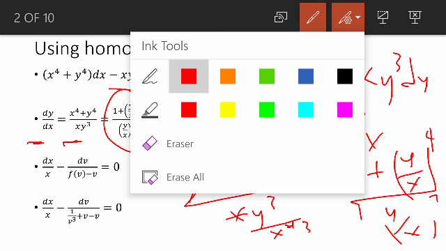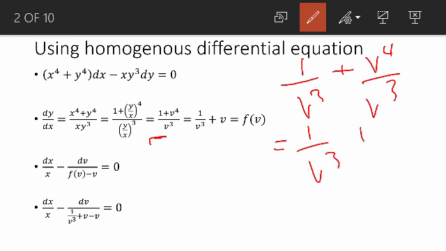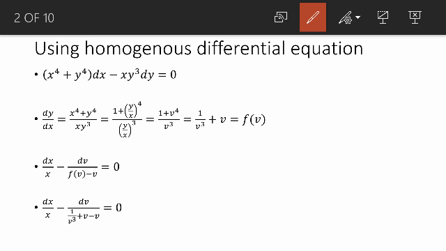And according to the homogeneous equation, you represent y over x with v. So that gives us (1 + v^4) over v^3, which is equal to 1 over v^3 plus v. Don't forget that (1 + v^4) all over v^3 means 1 over v^3 plus v^4 over v^3. So that is going to give us 1 over v^3 plus v^4 over v^3, which is going to give us v. Okay, so that's exactly how we got this, and that is equal to f(v), which is the function of v.